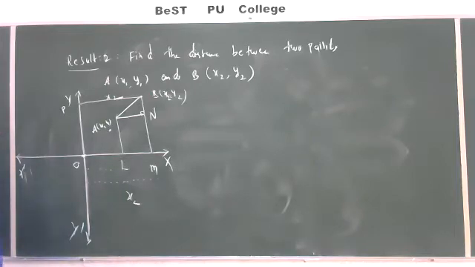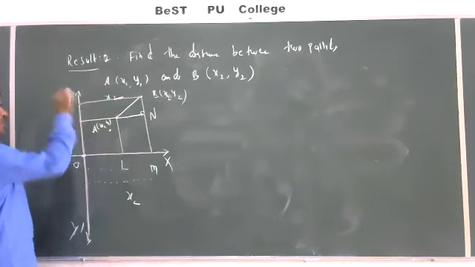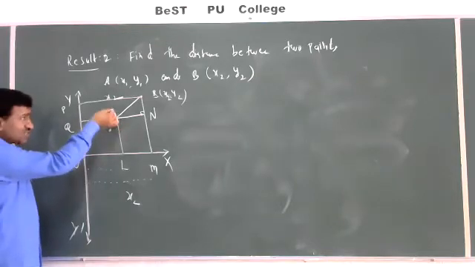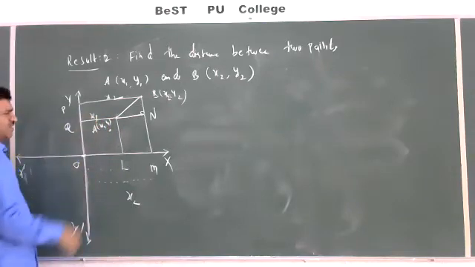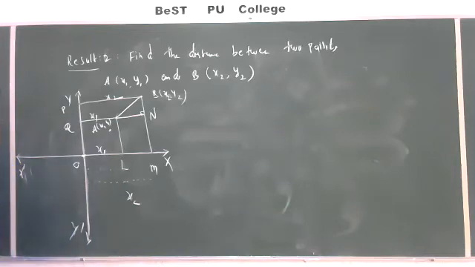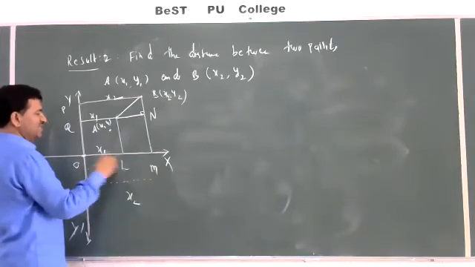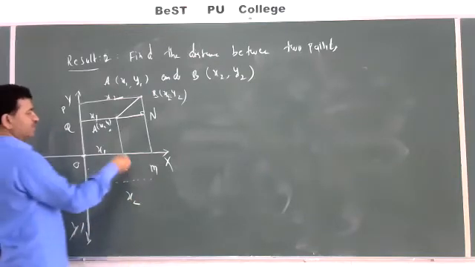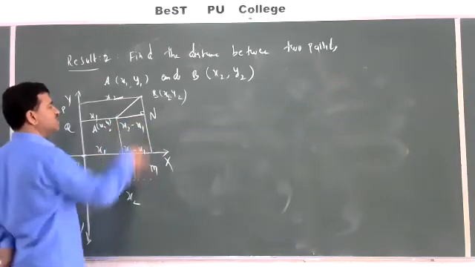Next, how to get OL? We'll use this point. Draw AQ perpendicular to the y-axis. What is AQ? Perpendicular distance of the point from the y-axis. In this case, what is the x coordinate? x1. So OL is x1. Total distance is x2, OL is x1. So LM is nothing but x2 minus x1. So AN is also x2 minus x1.